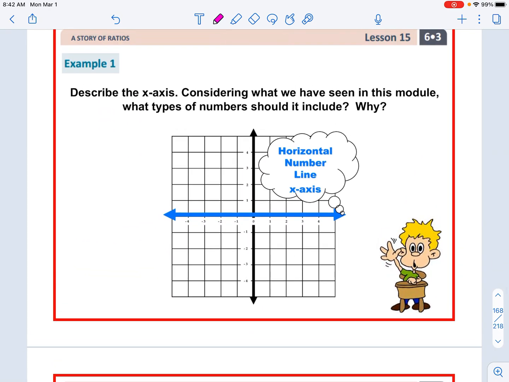Now describe the x-axis. Considering what we've seen in the module, what types of numbers should it include? Well, the x-axis is horizontal. It's a horizontal number line, so it's going to include 0 in the middle, positive numbers to the right, negative numbers to the left. That's why we spent so much time on number lines, just to get to this.